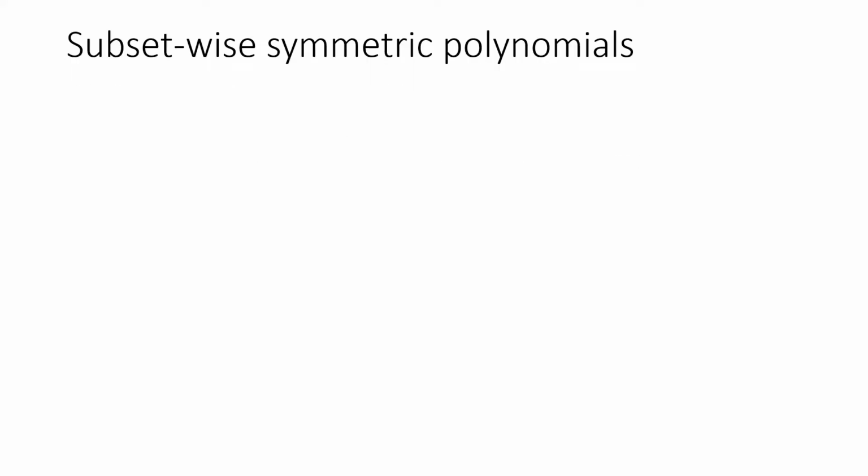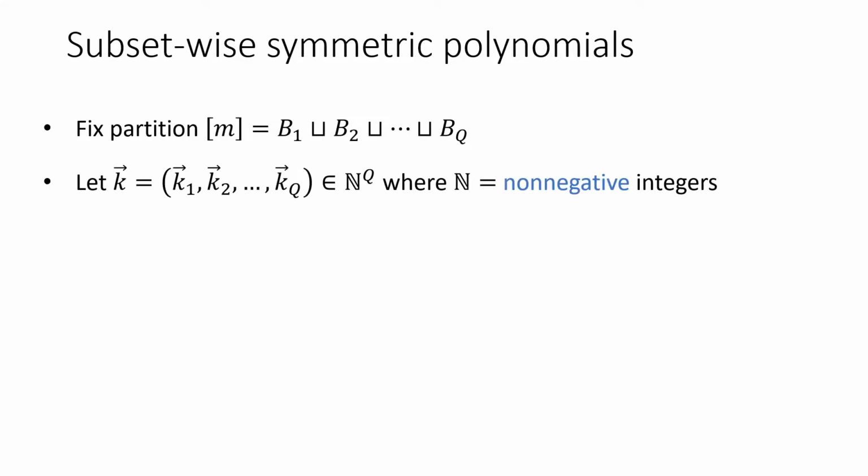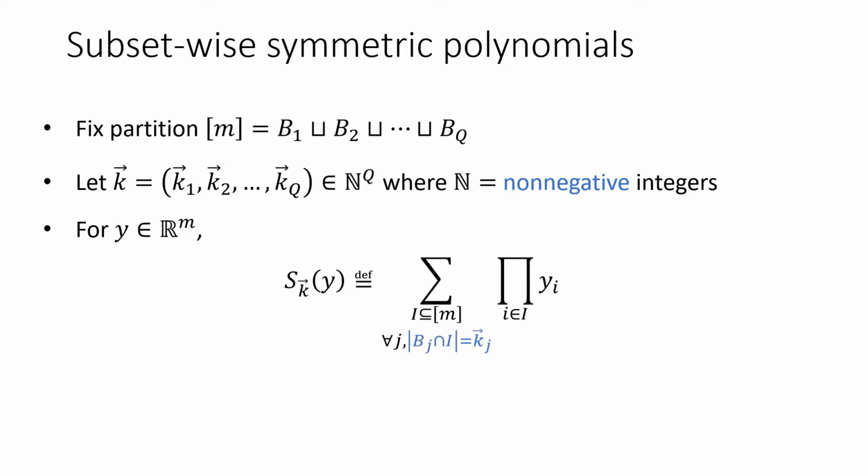That's why we introduce a new family of polynomials in our paper. We call these polynomials subset-wise symmetric polynomials. Here's the definition. Fix some partition of the indices 1 through m into buckets, b1 up to bq. The old elementary symmetric polynomials were parameterized by a number, k. Our new polynomials are parameterized by a whole vector, k, a list of q non-negative integers. On an input y, we sum over all index sets that pick out k sub j indices from bucket j. And then for each such index set, we do the product of those coordinates in y. That's the definition.